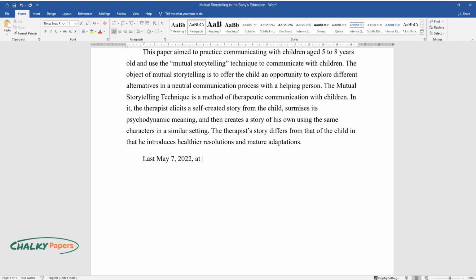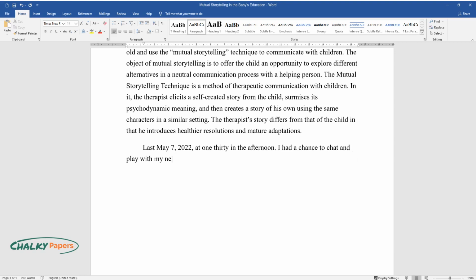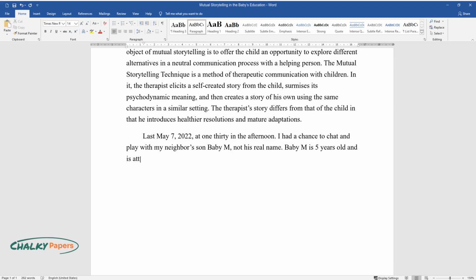Last May 7, 2022, at 1:30 in the afternoon, I had a chance to chat and play with my neighbor's son, Baby M, not his real name. Baby M is 5 years old and is attending kindergarten, the only child of the couple.